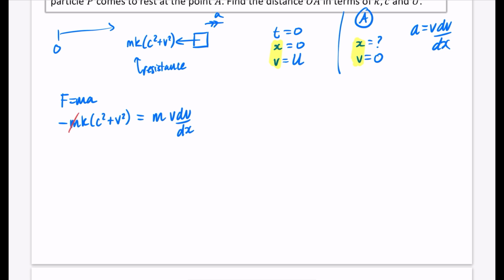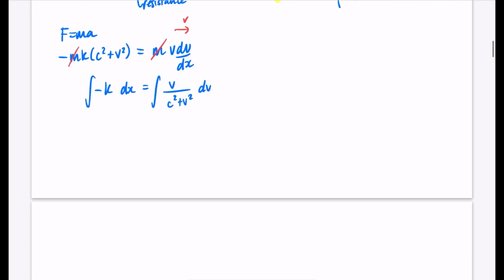So I'm going to cancel the m's, and then I'm going to do some integration, okay? Now, I need all of the v stuff to be on the right-hand side, so I'm going to send all of the v's onto this side because that's where dv is, and there's some v's over here. So what I'm going to do is I'll leave the k on the other side, so I'm going to have my minus k dx, and then to get this c squared plus v squared to the other side, it's going to go over there by some division like this. As usual, we put in the integration signs, and now we're just going to go about our integration.